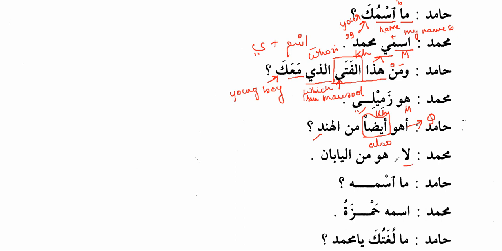La huwa min al Yabani. Huwa is mubtada, min al Yaban is khabar. What type of khabar do we have? Shibu jumla with harf jar. Huwa min al Yabani, since it has lam al tarif, it can take a kasra. Yaban means Japan. Hamid, masmuhu. Now similarly, you will go straight to seen, cancelling the hamzatul wasl and the alif. Masmuhu. What is his name? His, the damir.